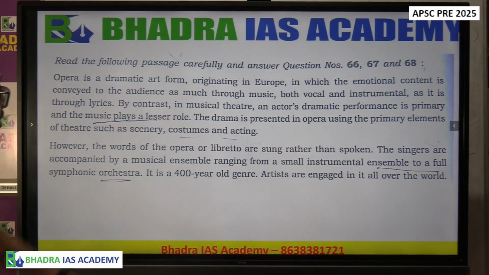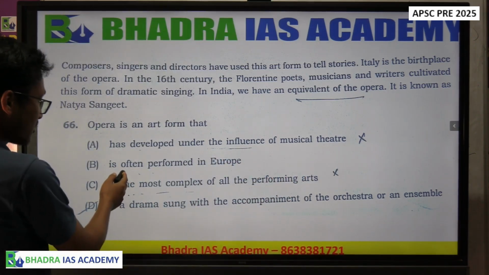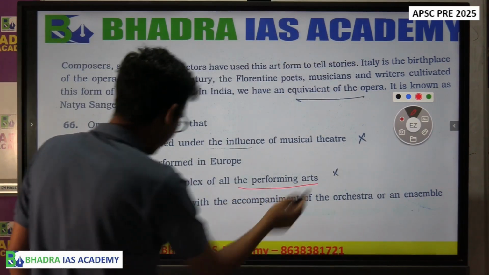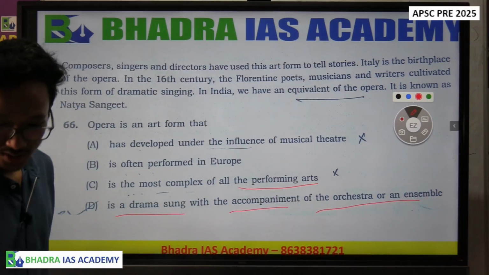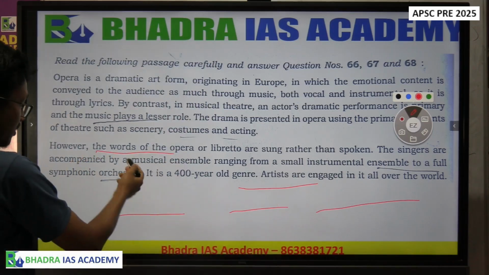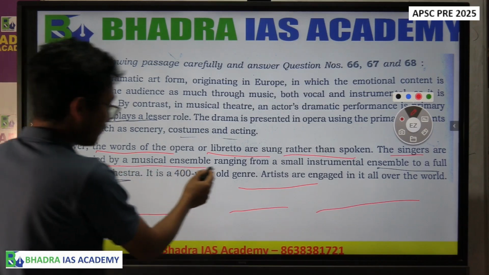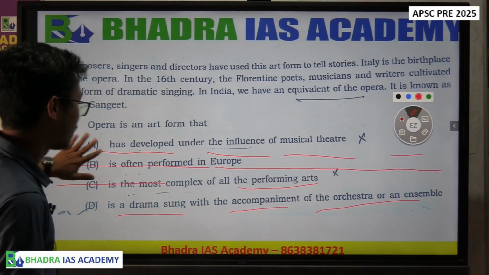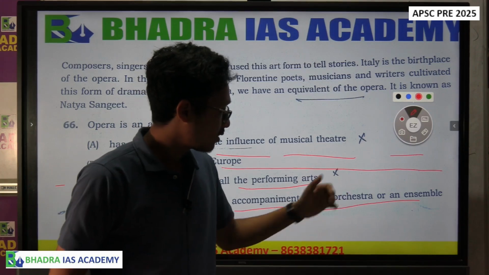Okay, then opera upor eta passage asile, question keta hol: opera is an art form that has developed under the influence of musical theater, is often performed in Europe, then is the most complex of the performing arts, and is a drama sung with accompaniment of the orchestra or an ensemble. So your answer directly there is yes. So the page says the words of opera or libretto are sung rather than spoken. The singers are accompanied by a musical ensemble ranging from a small instrumental ensemble to a full symphonic orchestra. So directly query se. So here correct answer is this: it is a drama sung with accompaniment of the orchestra or an ensemble.